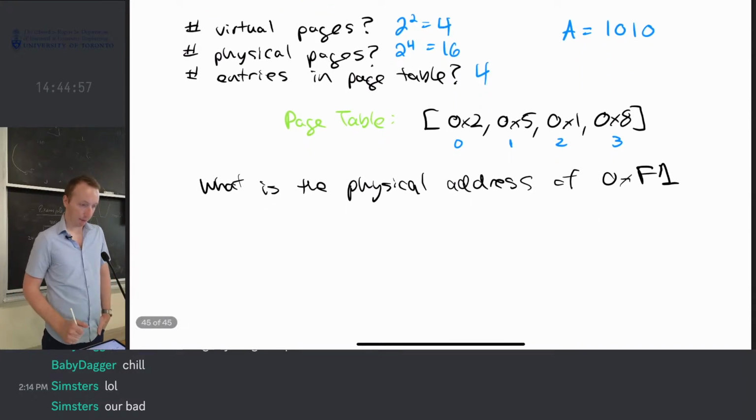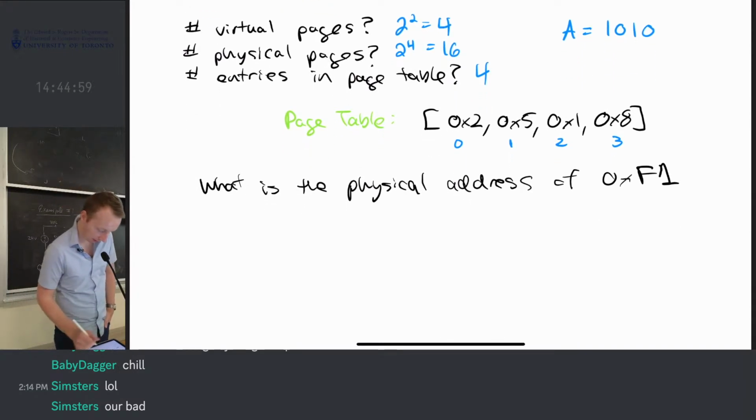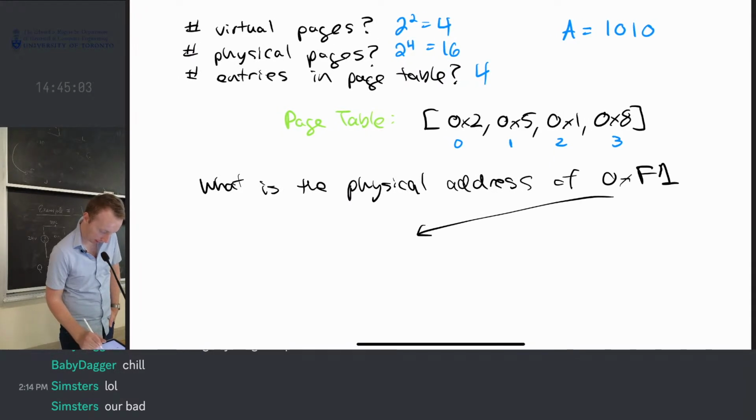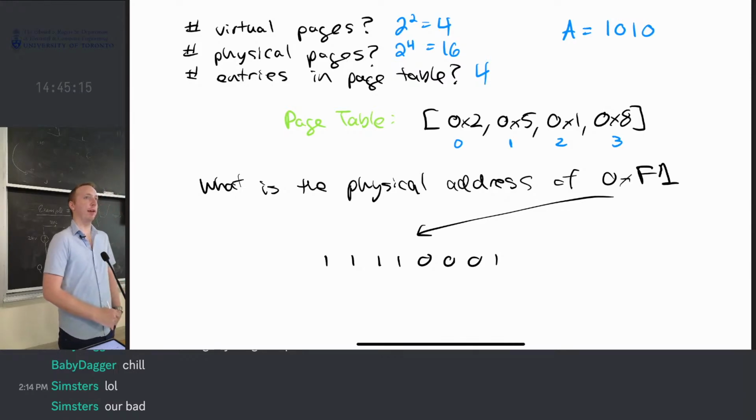So if I write out this physical address in terms of binary, what is F1 in binary? Yep. 1, 1, 1, 1, 0, 0, 0, 1. All right, everyone agree with that? All right, so what part of this do I not have to translate? What part of this represents my offset?